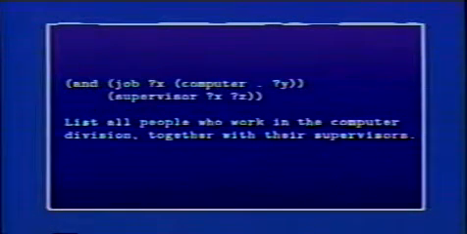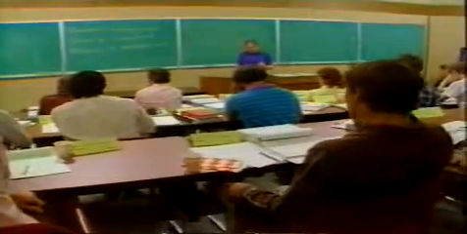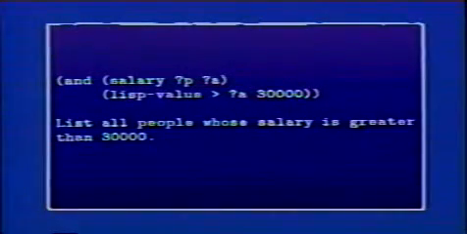And notice in this query, I have 3 variables, X, Y, and Z. And this X is supposed to be the same as that X. Right? So X works in the computer division, and the supervisor of X is Z. Okay, let's try another one. So one means of combination is and. Who are all the people who make more than $30,000? Right? And the salary of some person P is some amount A.